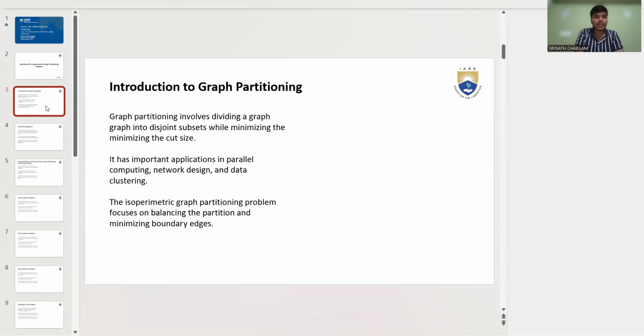Graph partitioning involves dividing a graph into disjoint subsets while minimizing the cut size. It has important applications in parallel computing, network design, and data clustering. The isoperimetric graph partitioning problem focuses on balancing the partition and minimizing boundary edges.